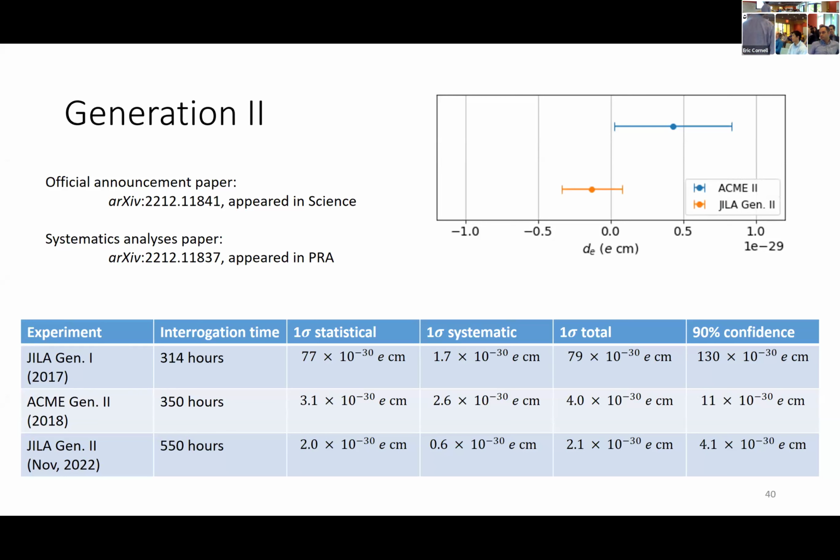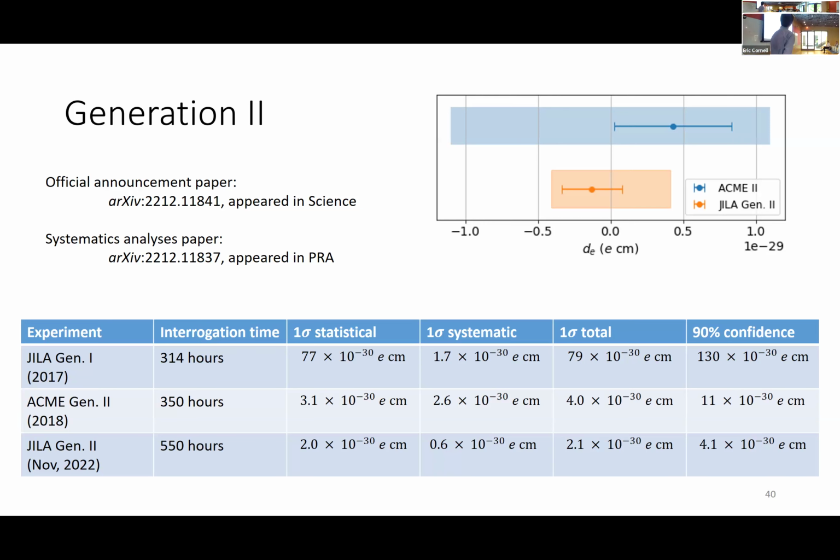Instead, we got this value here, absolutely the most boring possible value, in good agreement with ACME, but also in good agreement with 0. But it's a factor of 2.5 smaller. Typically, you report these things as a 90% confidence level on the absolute value. So you can say that if the electric dipole moment exists at all, at the 90% confidence level, it's less than 4 times 10 to the minus 30 centimeters. That appeared in Science magazine a summer ago, 14 months ago.